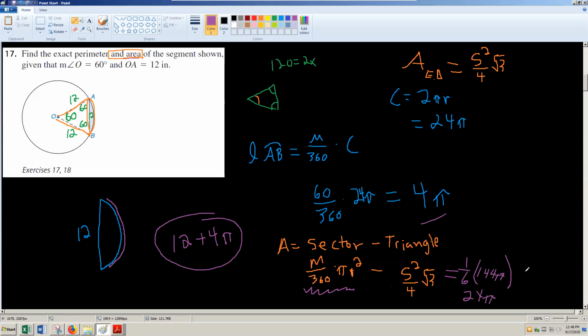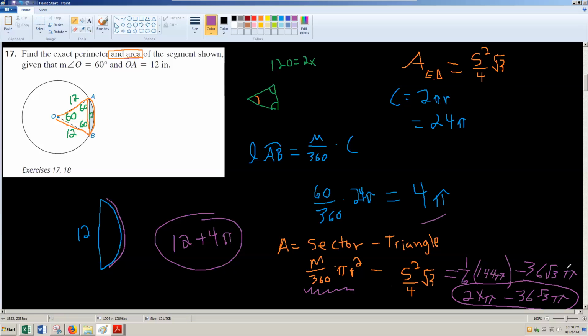And then I'm going to subtract off, and now I've got my 144 divided by 4, which gives me 36. So it's 36 root 3 pi. So in terms of my final answer, it would be 24 pi minus 36 root 3 pi. Hopefully that's semi-legible there. Any questions on that one?